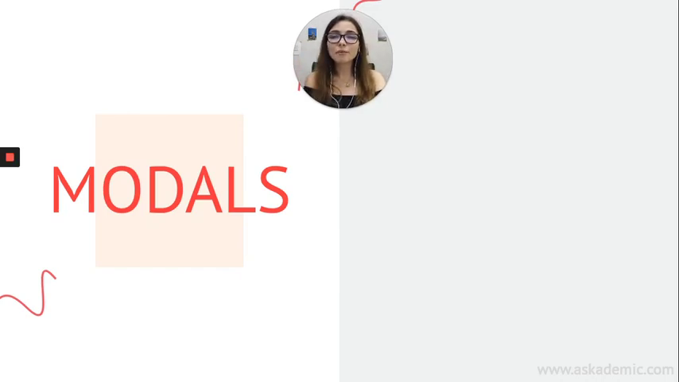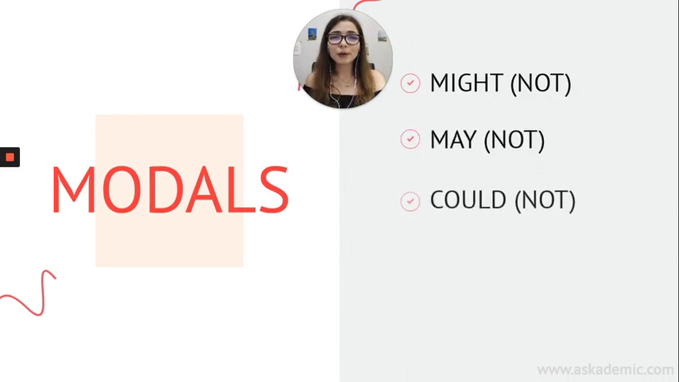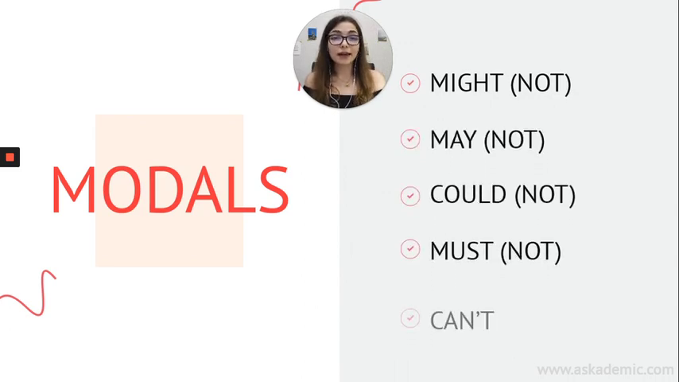You already know me, I'm Merve from Askademic, and today we will be covering the modal verbs such as might, may, could, must, and can't. What are they? How do we use them? And what's the difference? So let's get started with might, may, and could.